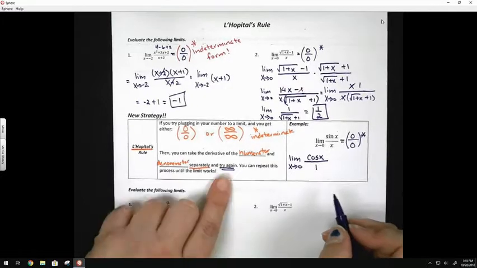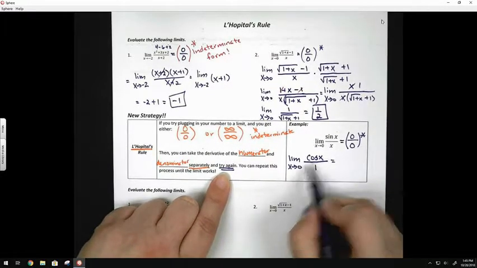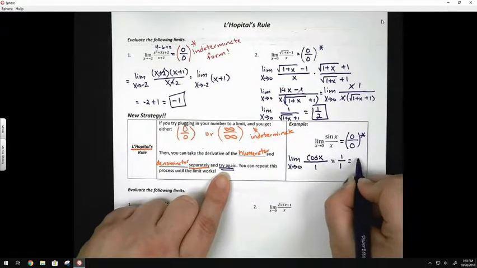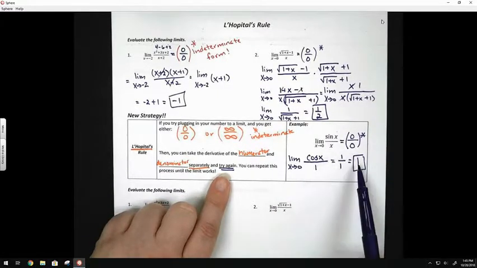Now we're going to try and actually substitute again. So the cosine of 0 is 1, and on the bottom we have 1. So 1 over 1 tells us that this limit is actually just 1.